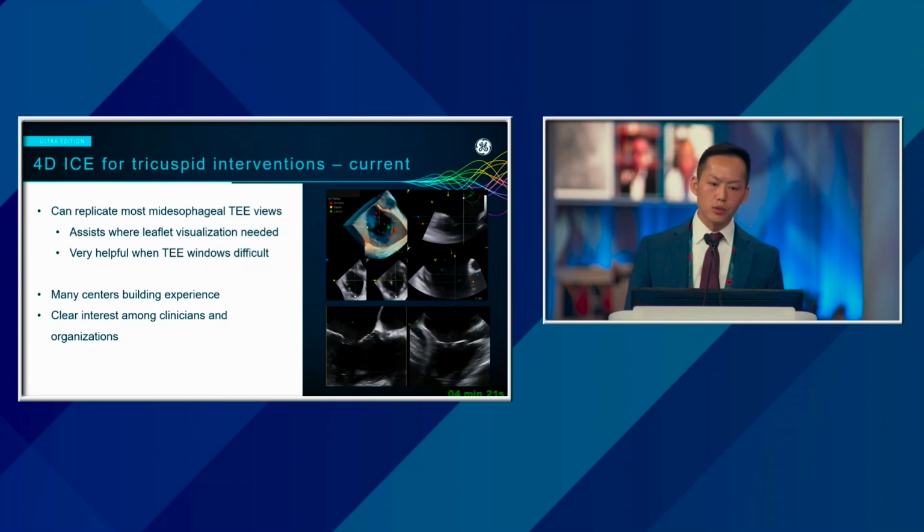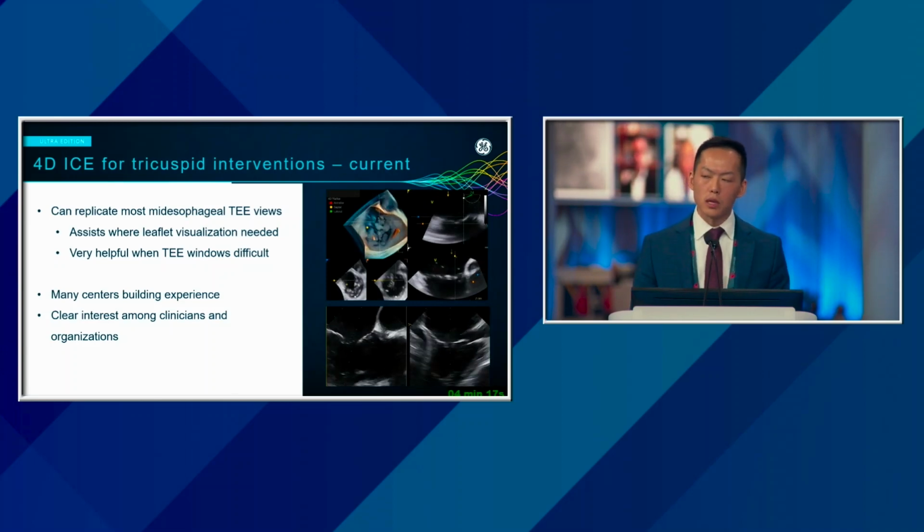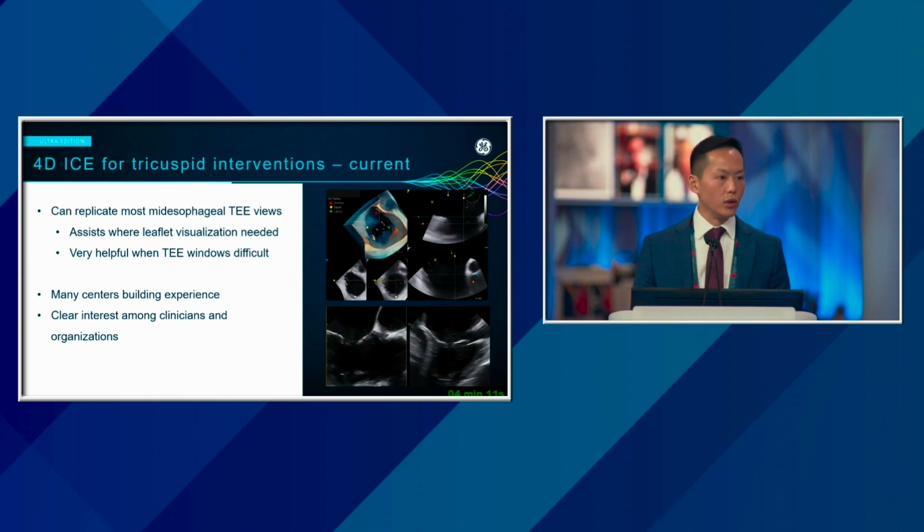So where are we at in terms of workflow and 4D ICE in tricuspid interventions? In some of those examples that I showed, really we can see that most of those mid-esophageal and lower esophageal TE views can be easily replicated with the 4D ICE catheter, such as this one from New Vision. And it's really helpful when leaflet visualization is difficult, especially with the TE on the tricuspid. So it can be a good adjunctive imaging modality for tricuspid.